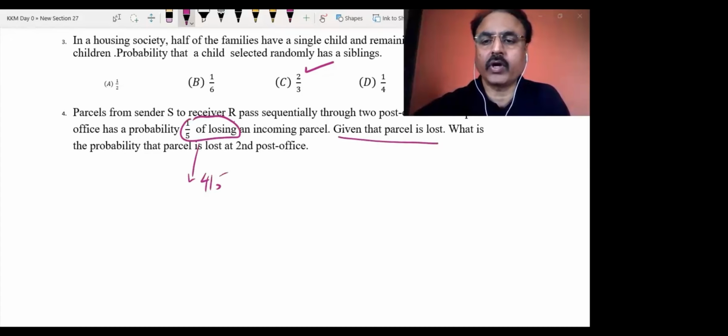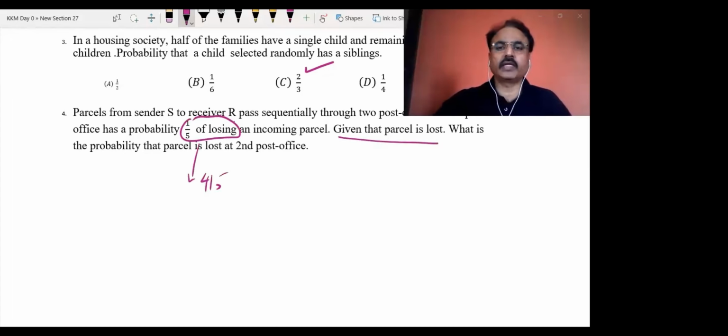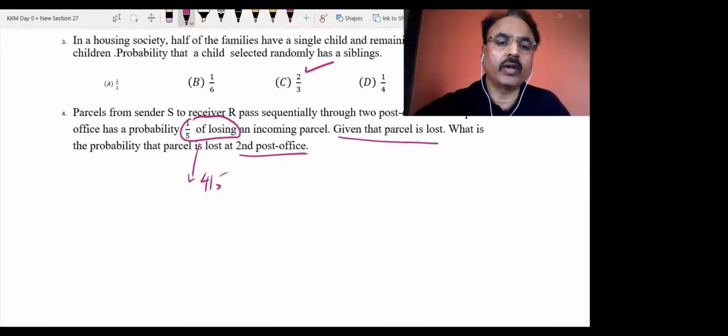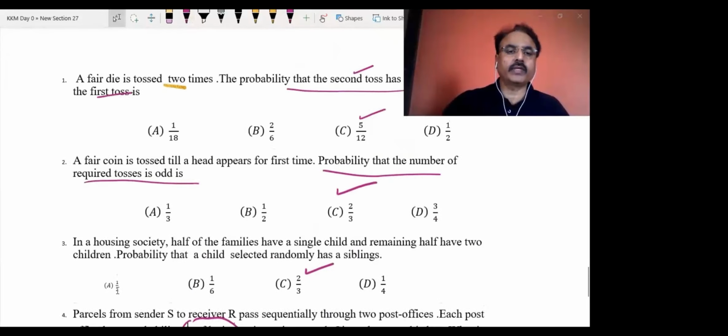Given that the parcel is lost, meaning it has not reached the destination, what is the probability that it is lost in the second post office? Okay. So the only thing you remember: lost possibility 1 by 5, not lost possibility 4 by 5, because both together if you add, it should become 1. Here we see how we solve it.